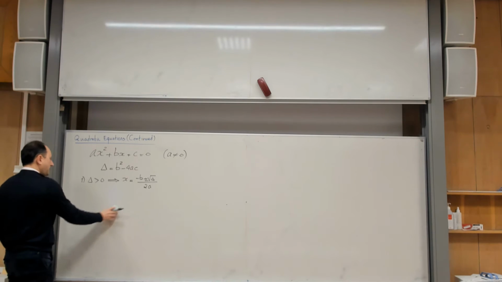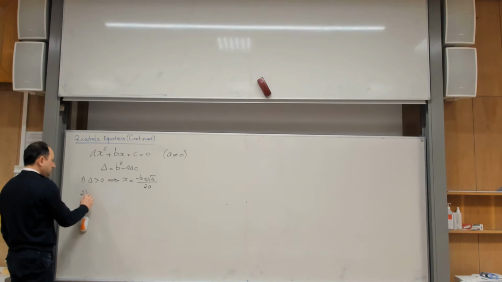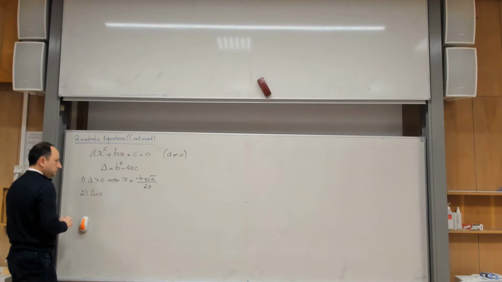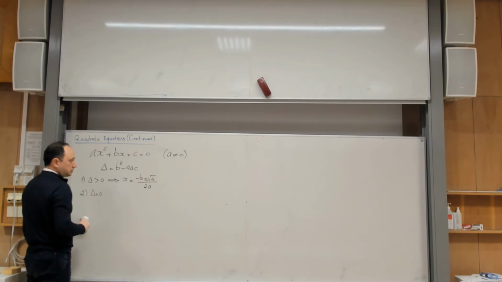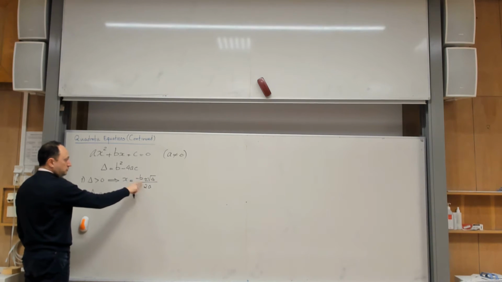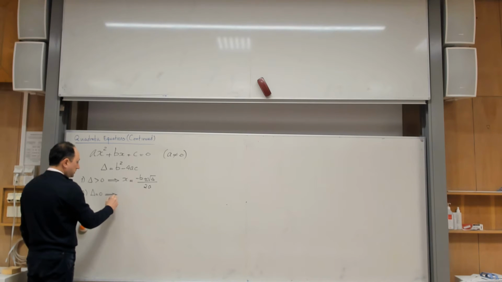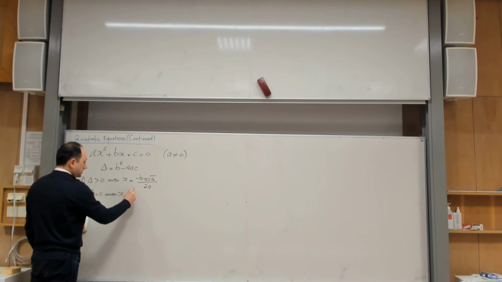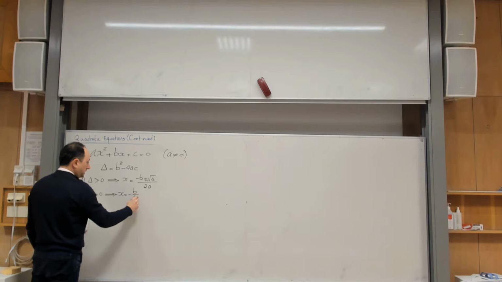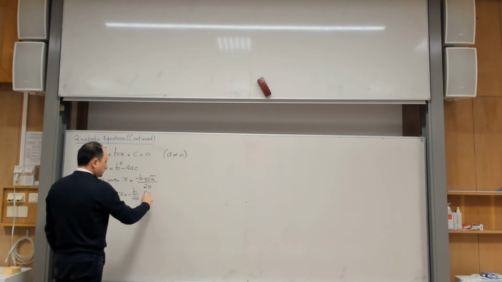It sometimes happens that you calculate delta and delta becomes 0. If delta becomes 0, then what is left for you is minus b over 2a. So the root of this equation is simply minus b over 2a, and that is called the double root.